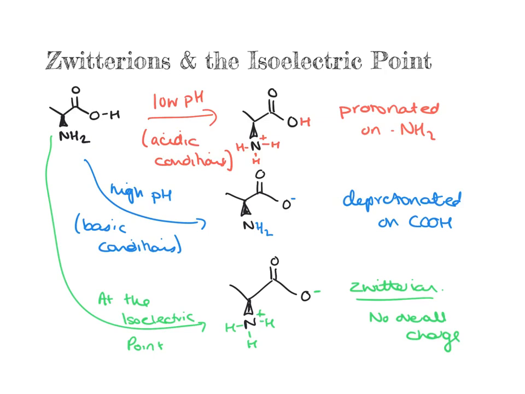So you need to be able to draw any given amino acid in all three of these forms. They may say, draw what it looks like at low pH, draw what it looks like under basic conditions, draw what it would look like at the isoelectric point, or draw the zwitterion for this particular amino acid. So you need to make sure that you can draw all of those.